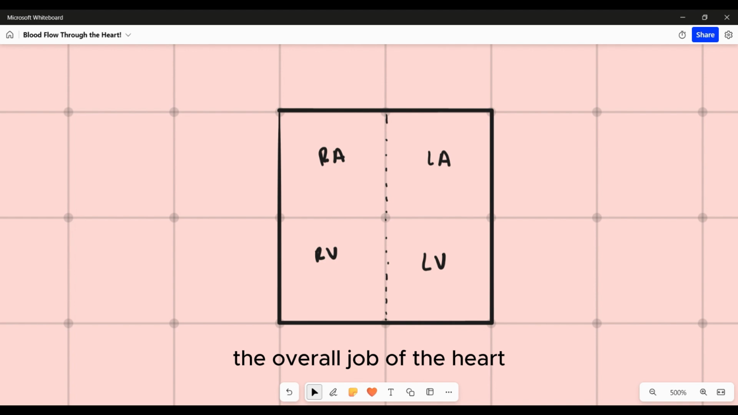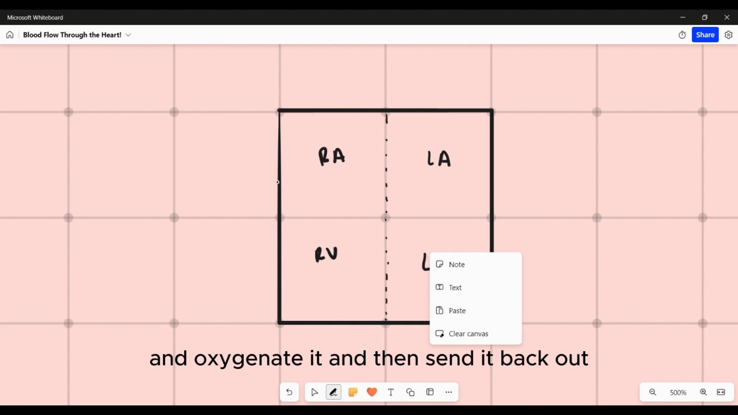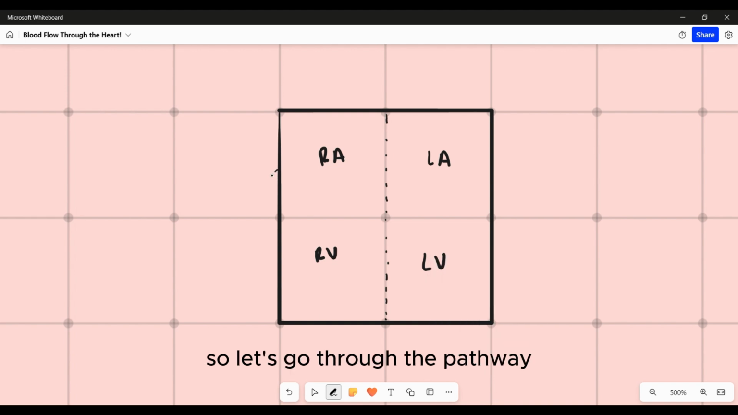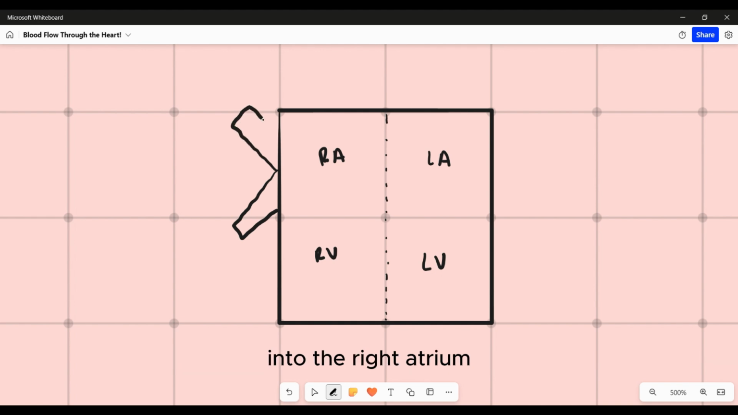So the overall job of the heart is to take deoxygenated blood from the rest of the body and oxygenate it and then send it back out. So let's go through the pathway. So the deoxygenated blood first enters the heart into the right atrium.